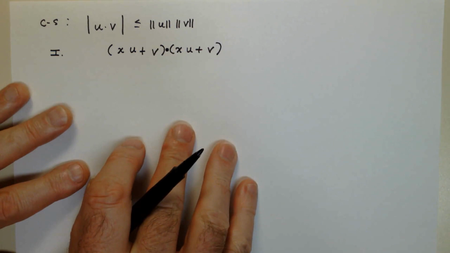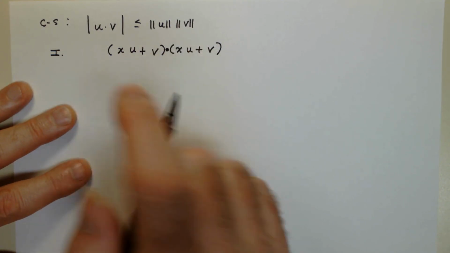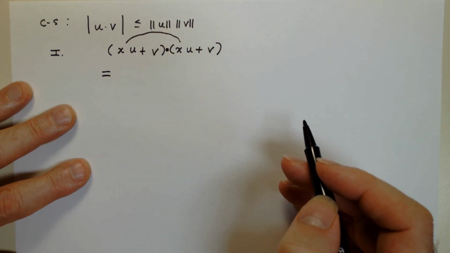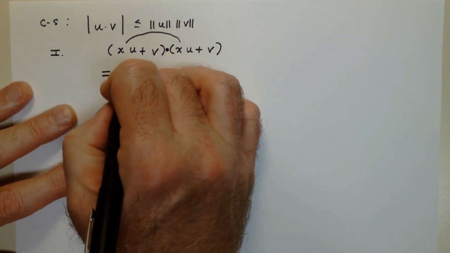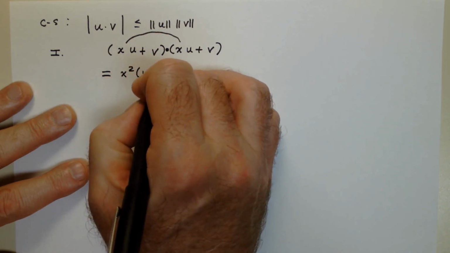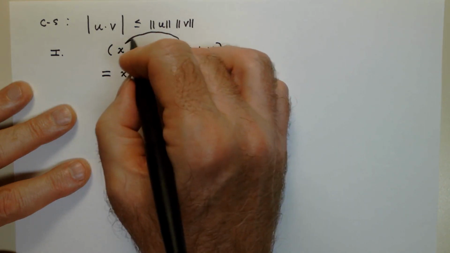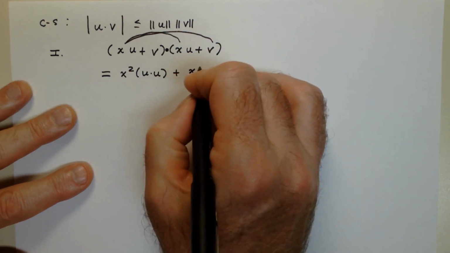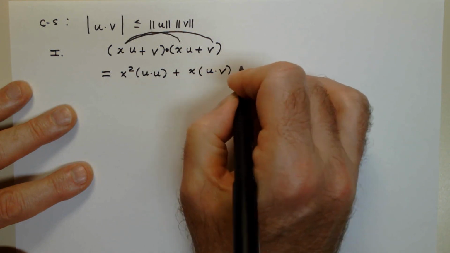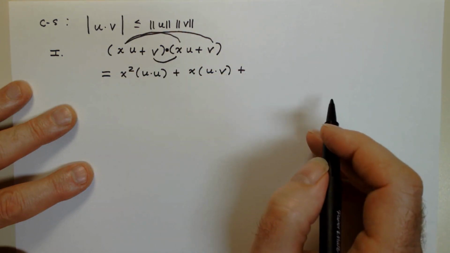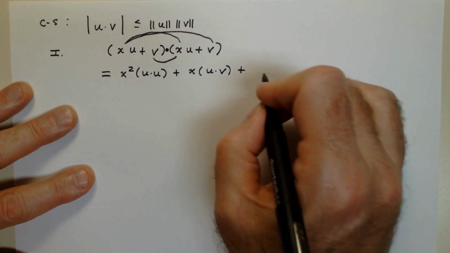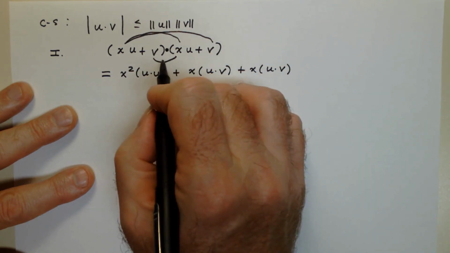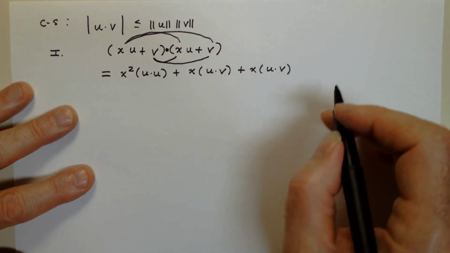Now we know from our expansion formula that we can work this out. We're going to get the product of these first terms, so that's going to give me an x squared u dot u. I'm going to get these last terms. That's going to give me an x u dot v. I'm going to get these inner terms, and that's going to give me an x v dot u, but I'll write that as x u dot v. And then I'll get the last terms, v dot v.